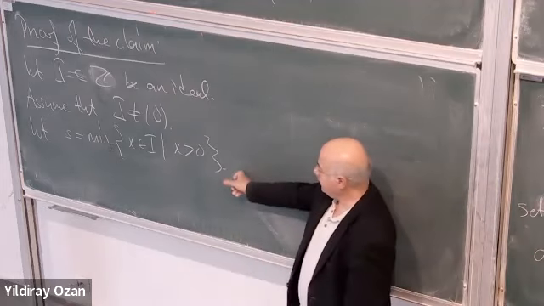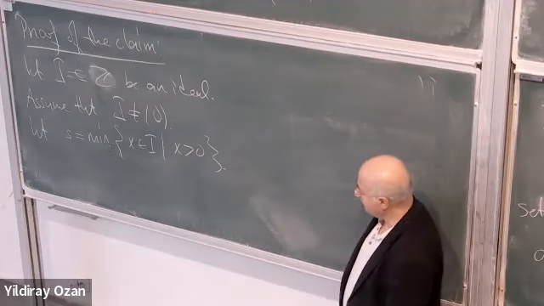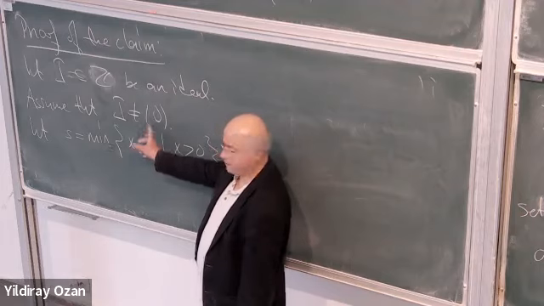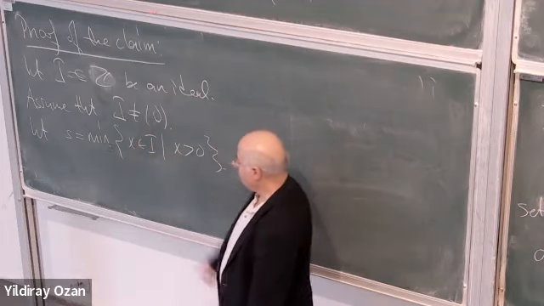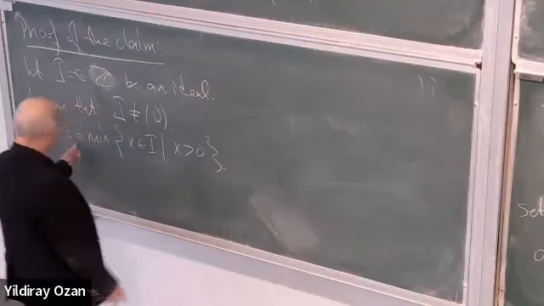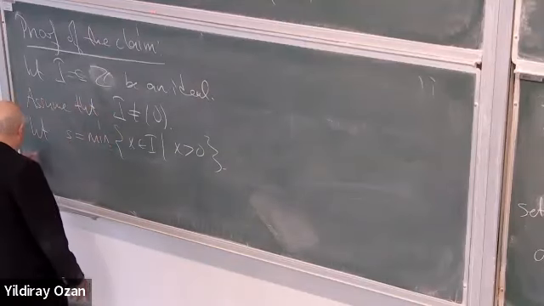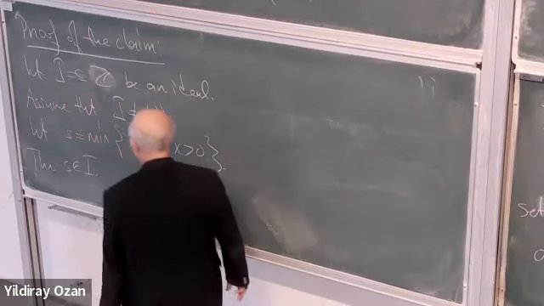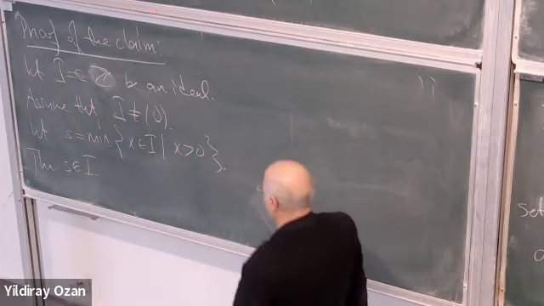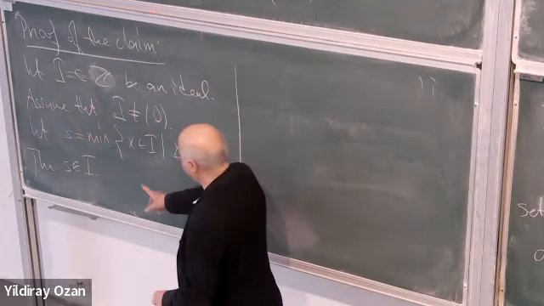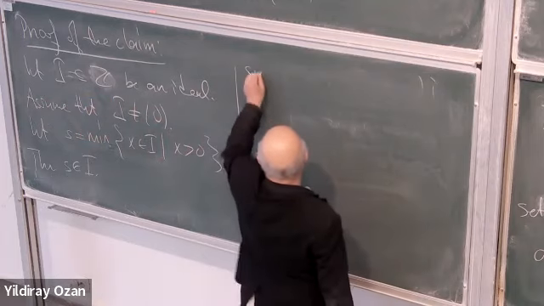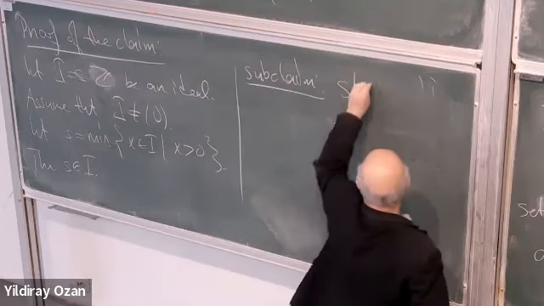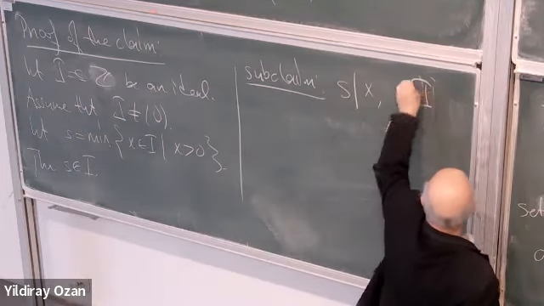So let S be the minimum element of the set of positive elements in the ideal. Of course, S is an element of I. I claim that S divides, so subclaim, S divides every element in I.